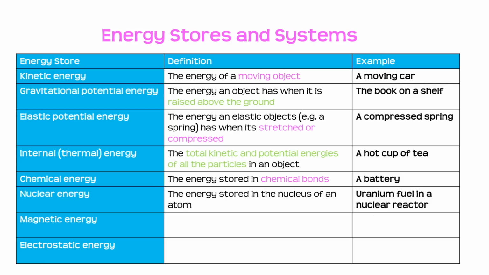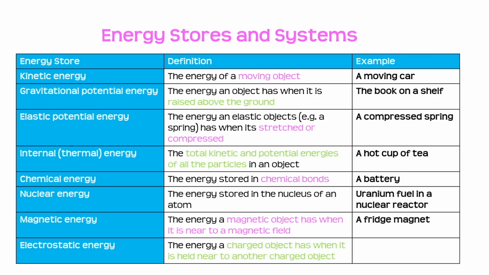Then we've got magnetic energy. This is the energy that a magnetic object has when it is near to a magnetic field. An example of this is a fridge magnet. Then we've got electrostatic energy, and this is the energy that a charged object has when it is held near to another charged object. This can be seen in Van de Graaff generators.